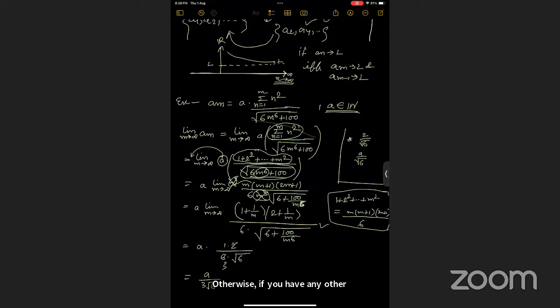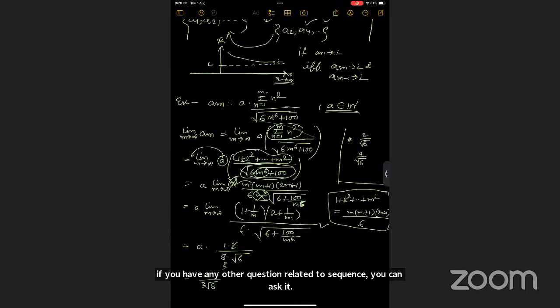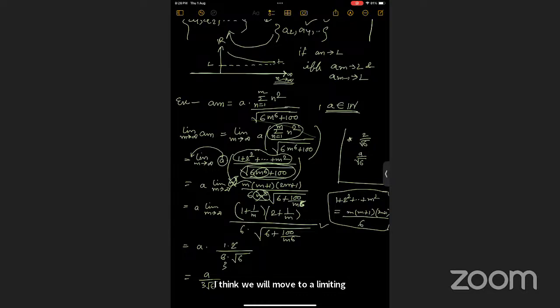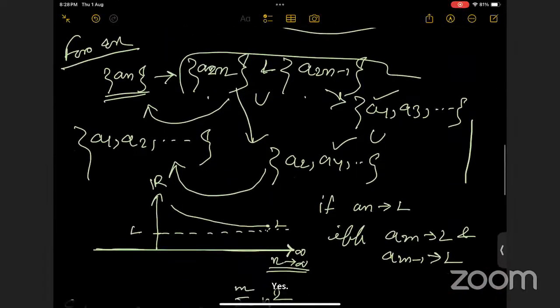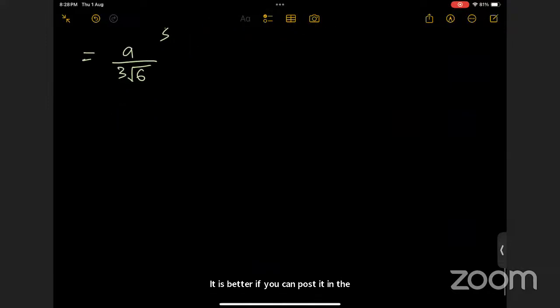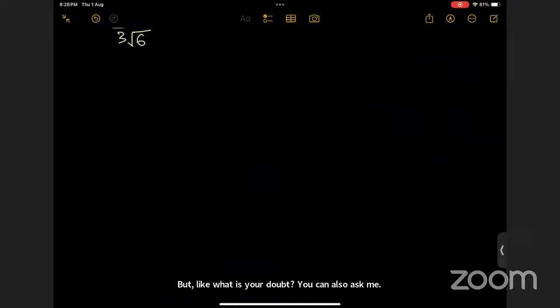Then we will move to the limit concept, not in general function: limit, continuity and differentiability concept. If you have any doubt, ask. Ma'am, yes, I have a doubt. Do you want me to post it in the chat box or tell you verbally? It is better if you can post it in the chat box, but what is your doubt? You can also ask me. Ma'am, there was a question which I was able to do. I just want some clarity for it.